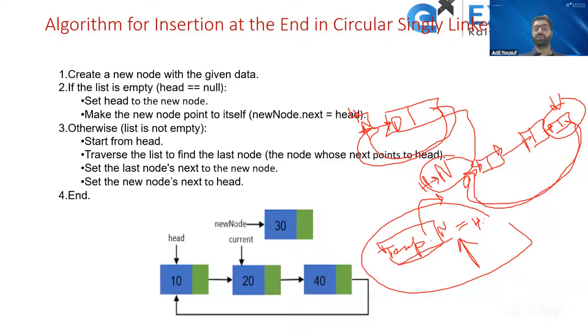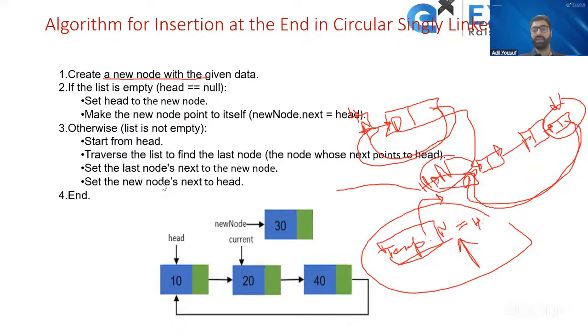We have to insert a new node. So I have created a new node in the first step. If we check over here, I have created a new node in the first step itself. Right? So now, once this last node is found, I will update the next pointer to point to the new node.